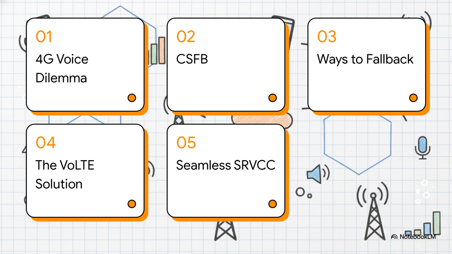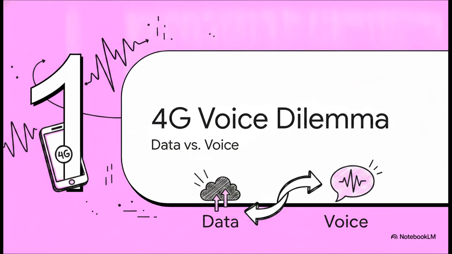Okay, let's dive into this roadmap. First, we'll look at the 4G voice dilemma. Then, circuit switched fallback, or CSFB. After that, we'll cover the 4 ways to fallback, explore the VoLTE solution, and finally, seamless SRVCC. So starting with section 1, the 4G voice dilemma, data versus voice.